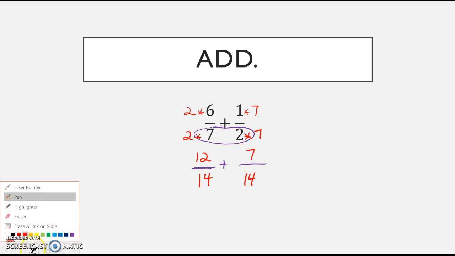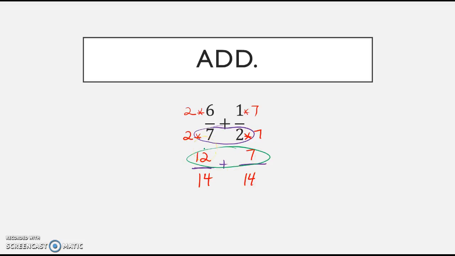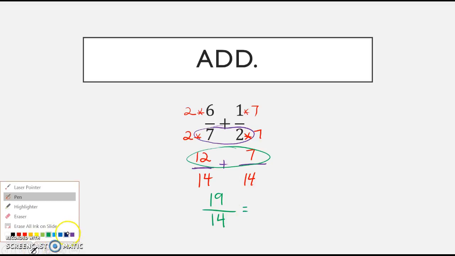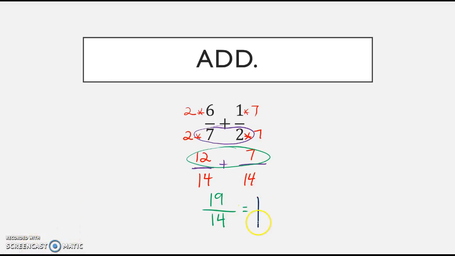Now I can look at just my numerators because my denominator stays the same. I'm going to add those two together. 12 plus 7 is 19 over 14. And again, this is an improper fraction, so we need to see how many times 14 can go into 19. That's 1 full time, and we have 5 left over. So 1 5/14 is our final answer.